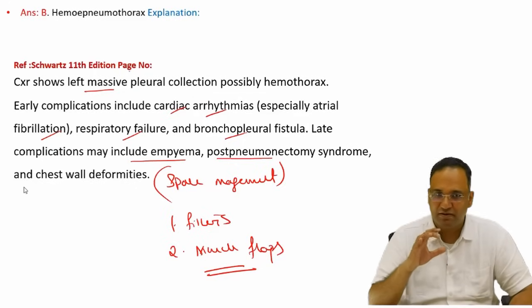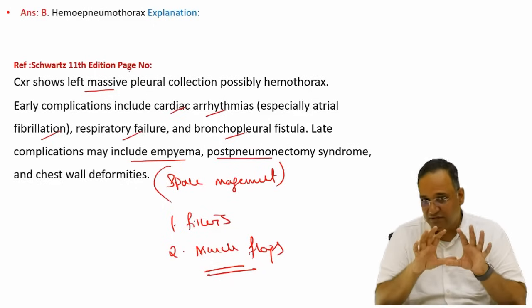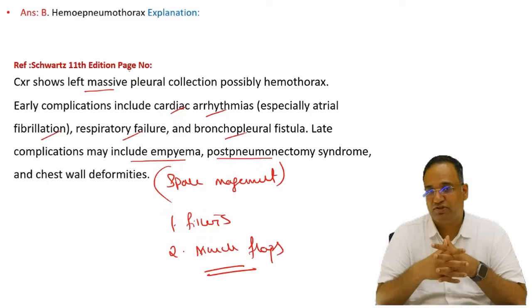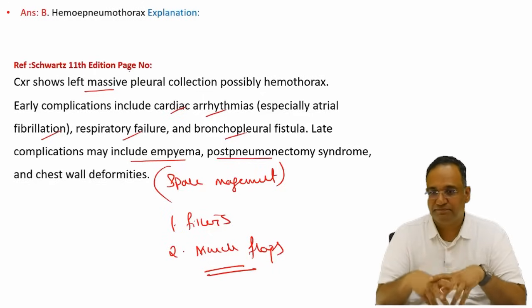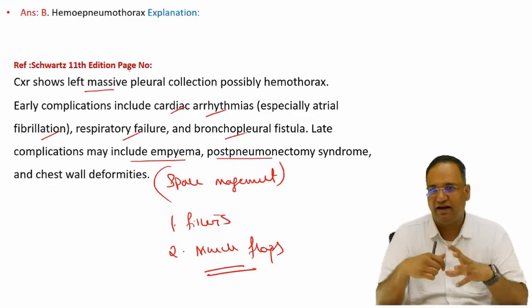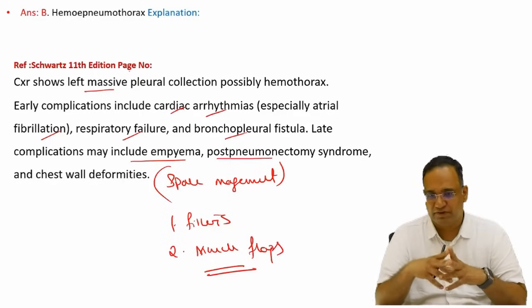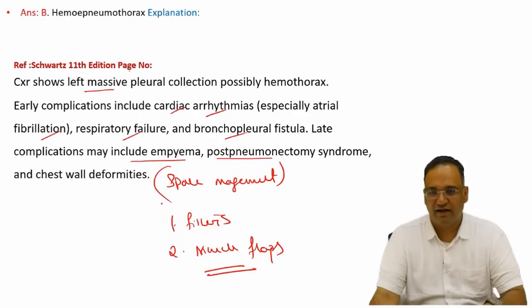Now tell me, was hemopneumothorax there in your options, or only hemothorax? If the question has only hemothorax in the options, then hemothorax could be the answer. But if air and collection are there, then it would be hemopneumothorax. So based on the question, you will kindly adjust your answer accordingly.